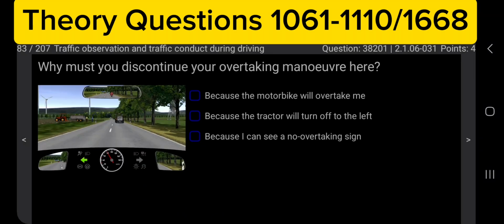Because the motorbike will overtake me. Because the tractor will turn off to the left. Because I can see a no overtaking sign.